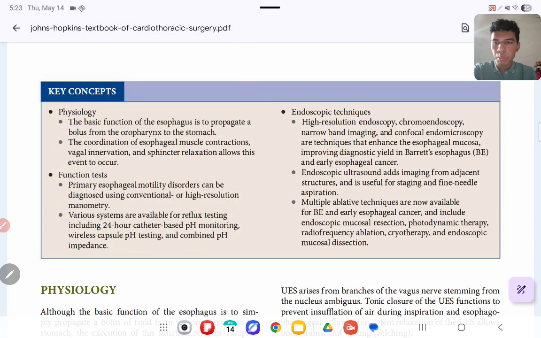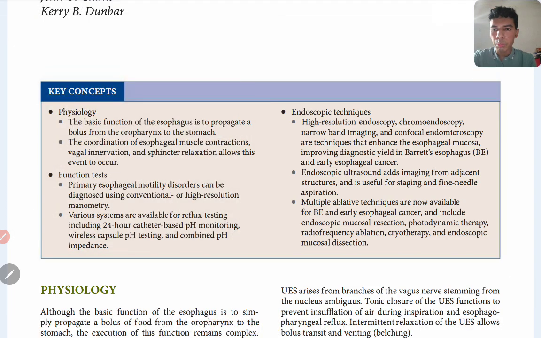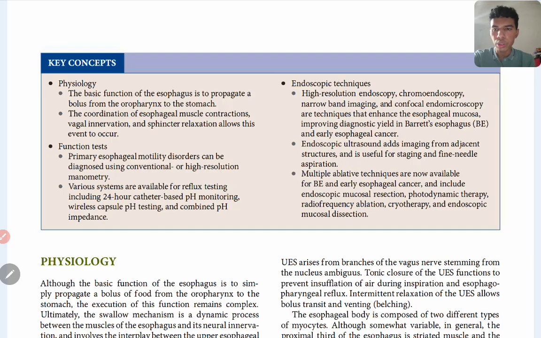Function test. Primary esophageal motility disorder can be diagnosed using conventional or high-resolution manometry. Various systems are available for reflux testing, including 24-hour catheter-based pH monitoring, wireless capsule pH testing, and combined pH impedance. Endoscopic technique: high-resolution endoscopy, chromoendoscopy, narrow-band imaging, and confocal endomicroscopy are techniques that enhance the esophageal mucosa, improving diagnostic yield in Barrett's esophagus and early esophageal cancer.